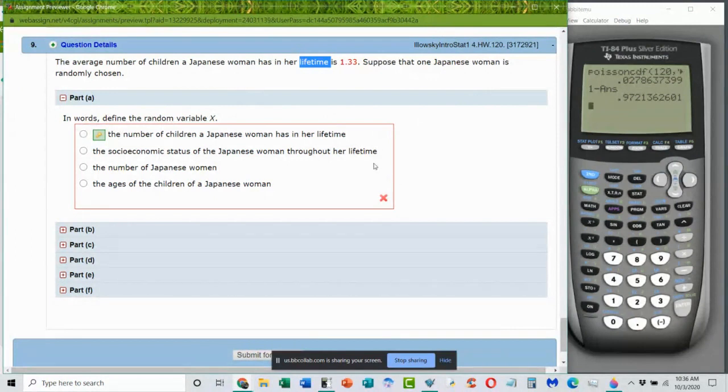All right. So what is X? X in this case is, suppose one Japanese woman is randomly chosen. What is the probability of?